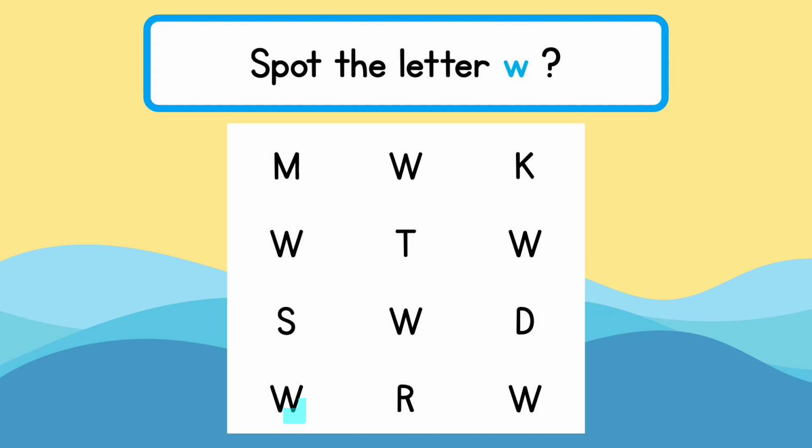Now we have lots of letters here. We're going to find the W and color it. Are you ready? Let's go. Let's find the first W. Well done. Super work. Fantastic. Great work. Well done. Fantastic. We found 3 W's.